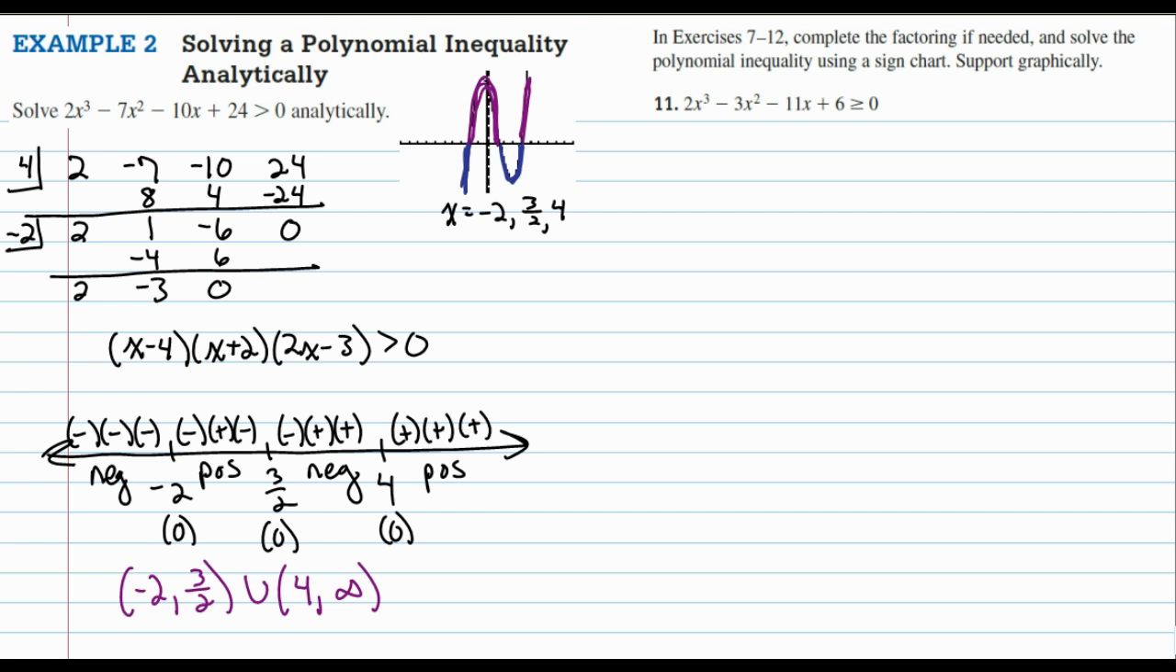The now try problem for example 2 is number 11. Same situation. We need to complete the factoring if needed, which yes we do, absolutely, and solve the polynomial inequality using a sign chart. And then we're going to support that graphically, which means we're going to make sure that our answers actually do appear either above or below the x-axis according to what the graph shows.